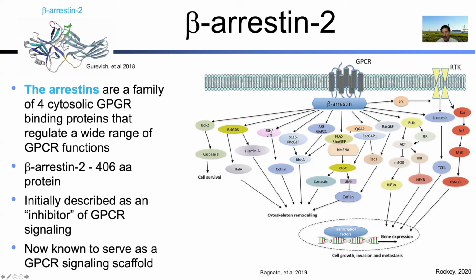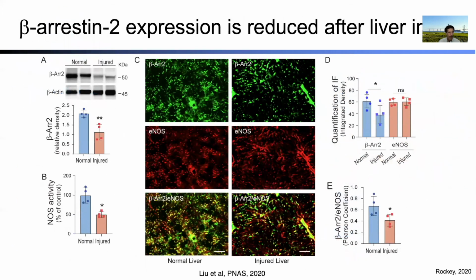And this is a cartoon from Bergnato et al. that just shows some of these various signaling proteins or signaling pathways. So we became interested and asked whether this could be a player in the eNOS cascade, and this work was actually just now published. And what you can see here is that beta-arrestin 2 is downregulated in the injured liver. This can be CCl4 or bile duct ligation.